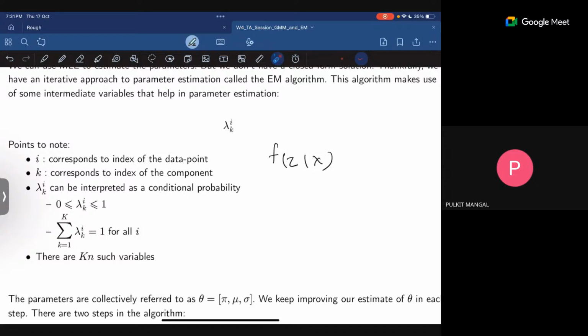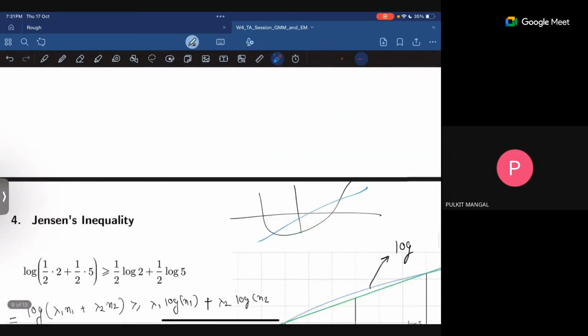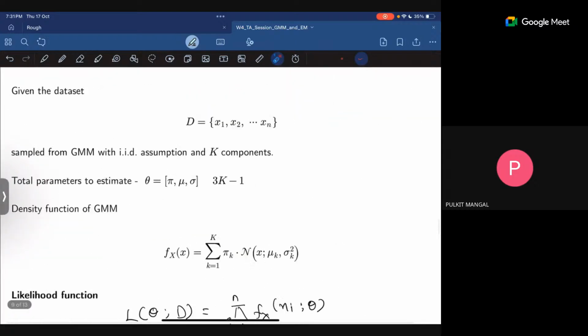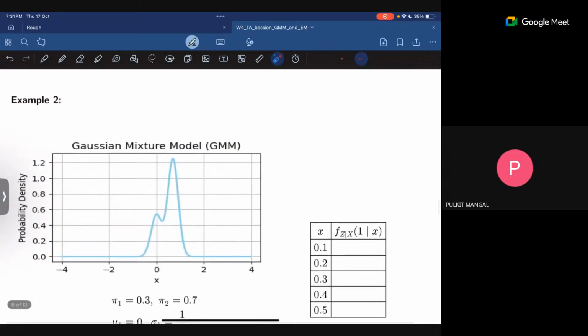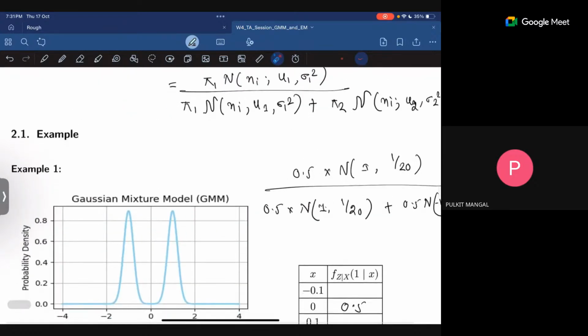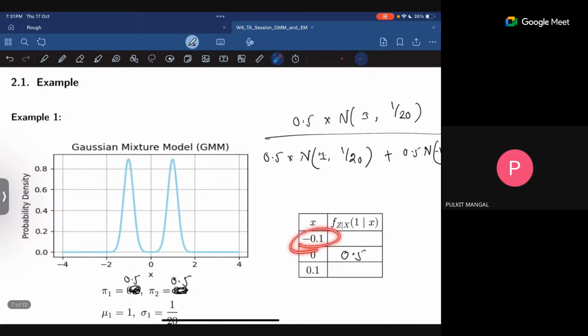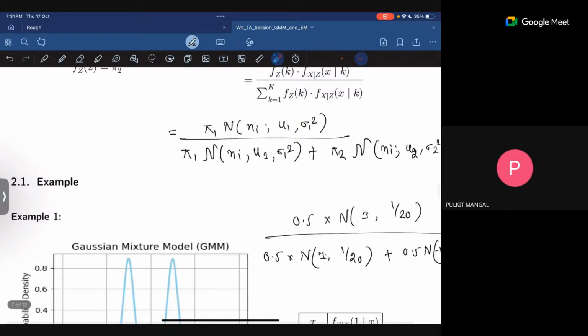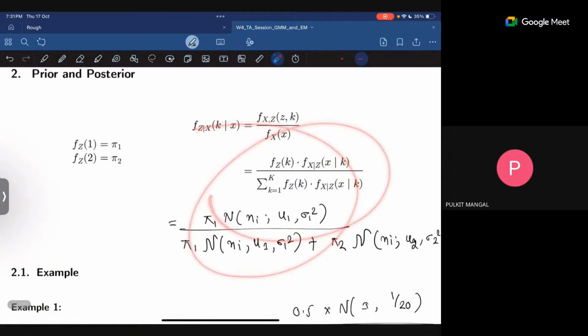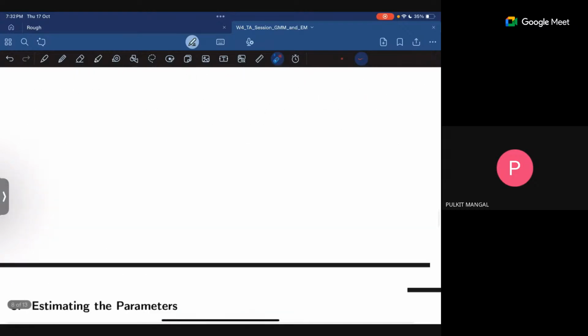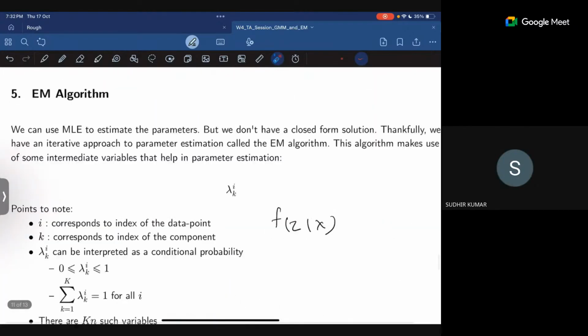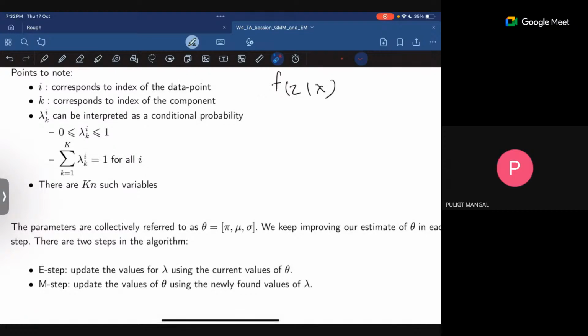Basically, sir, what we have seen above, this part that we were doing here: what is the probability that negative 0.1 is coming from cluster 1. This is what is denoted by lambda ik, this conditional probability. This is what lambda ik represents. Does anyone have any more doubt?